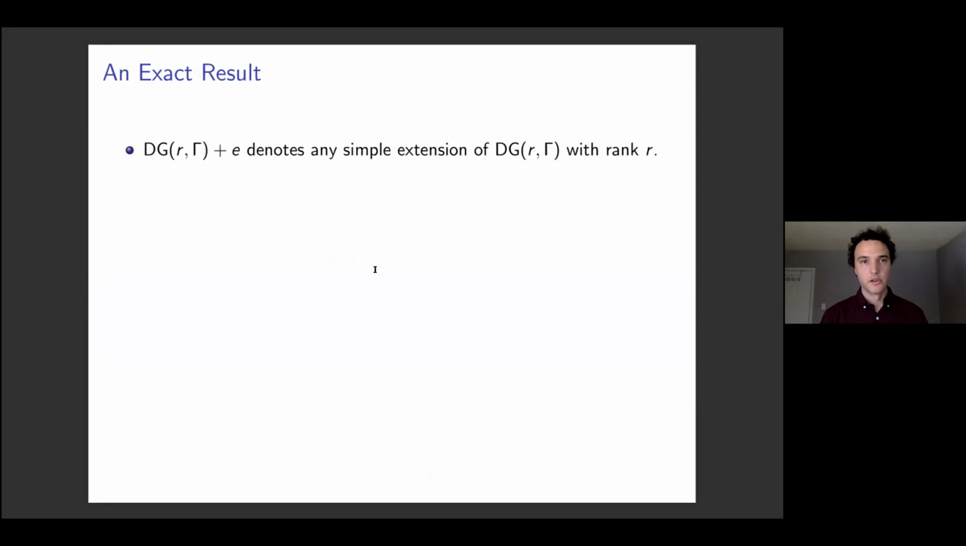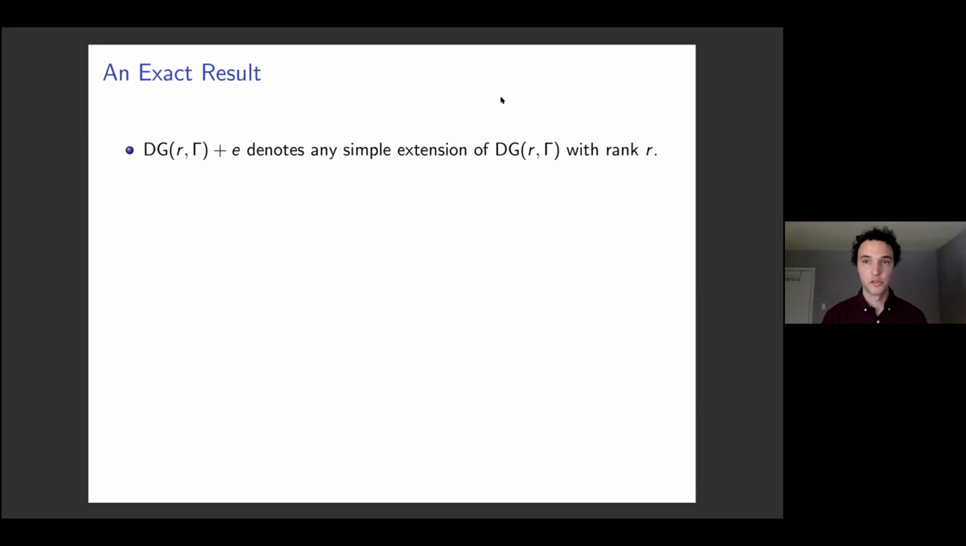Okay, so I will write DG_r(gamma) plus e to denote any simple extension of the rank r Dowling geometry over gamma. So this element e is not parallel to any element of the Dowling geometry, and it's not a loop, and it's not a co-loop.